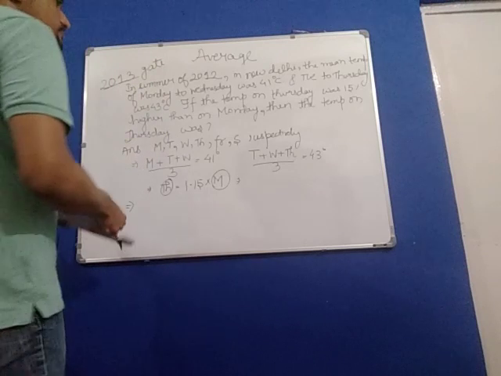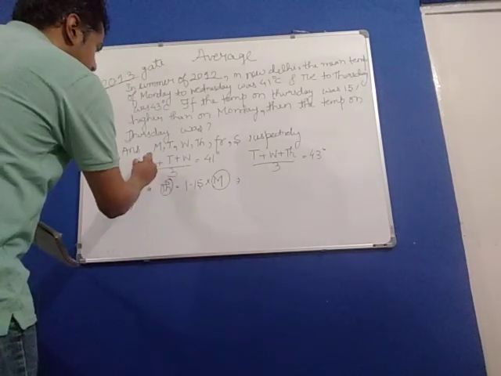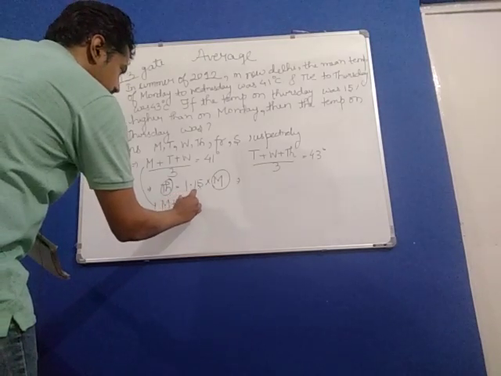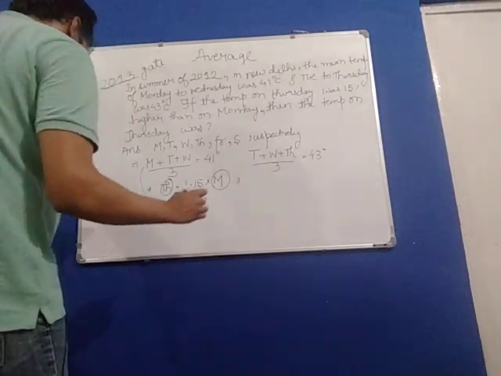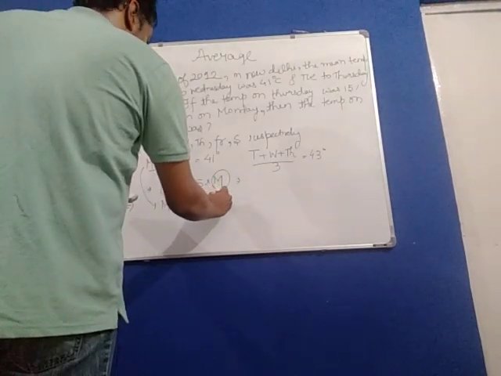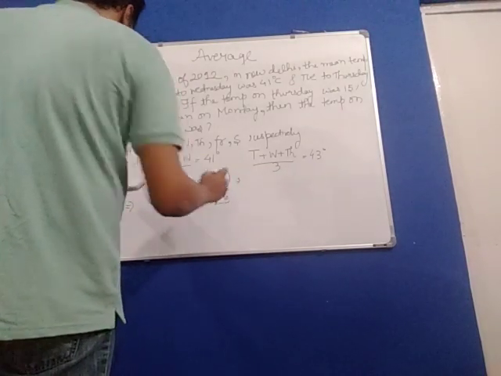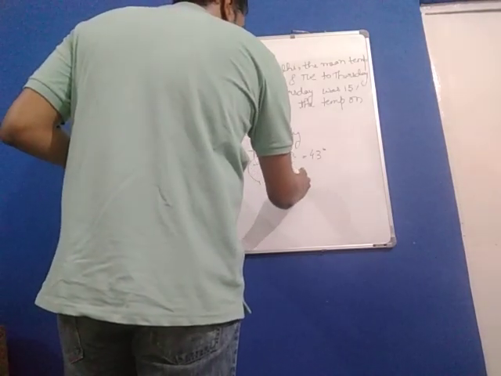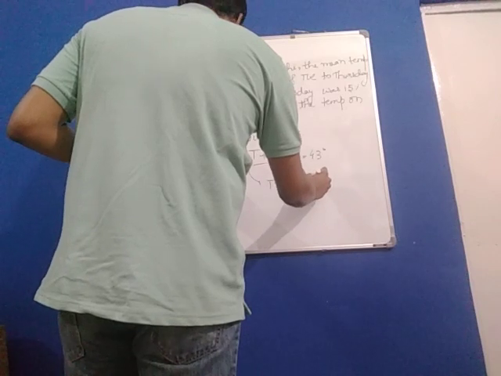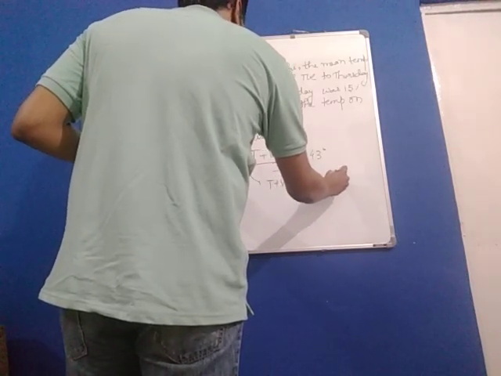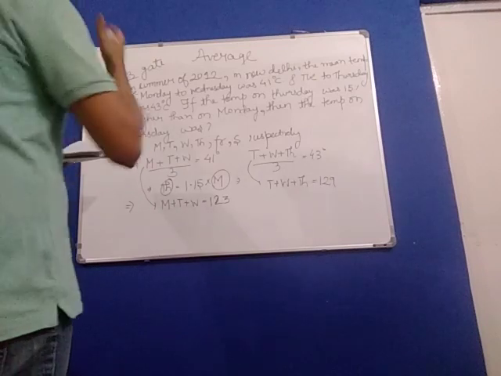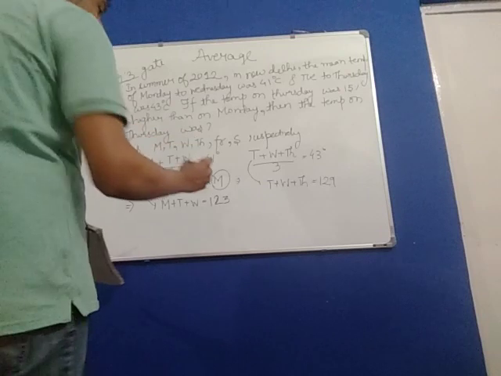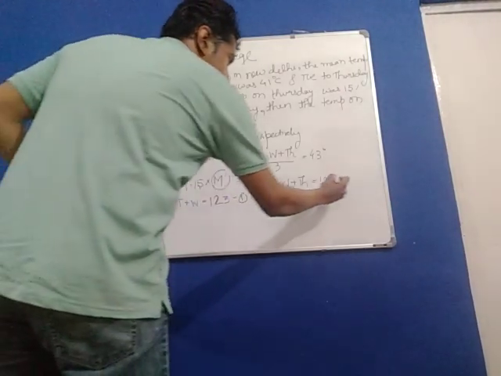So what we can do in this particular question is that from this particular equation we can calculate the value of M plus T plus W, which will come out to be equal to 123. Then from here we can calculate the value of Tuesday plus Wednesday plus Thursday, which will be equal to 129. Okay. After obtaining these two values, this is equation 1 and this is equation 2.